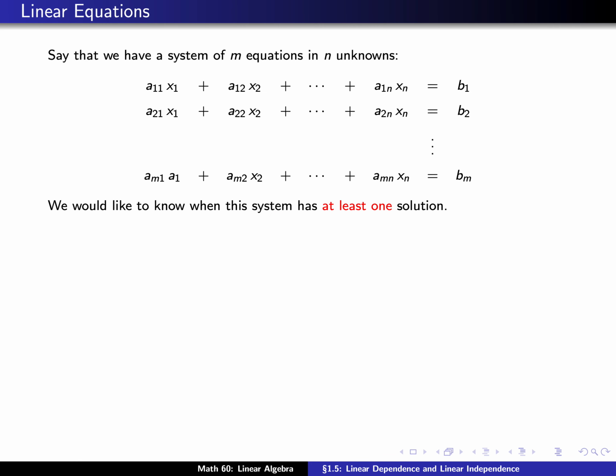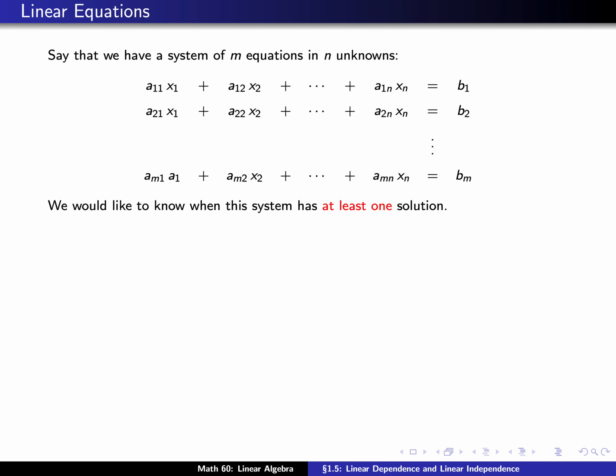We also found that there was a nice application of all of this that'll be very useful as we move throughout the course. Let's say that we have a system of m equations and n unknowns. The unknowns here now are the variables x1, x2 through x sub n. We'd just like to know, when does this system have at least one solution, x1, x2 through xn?